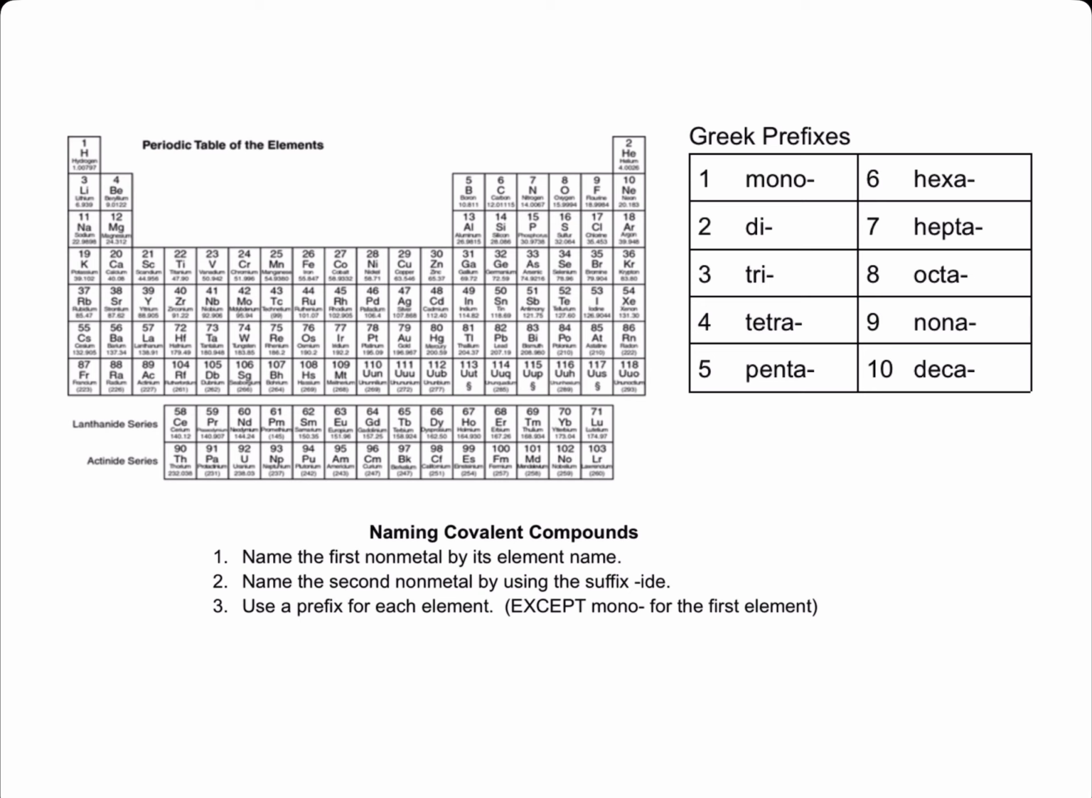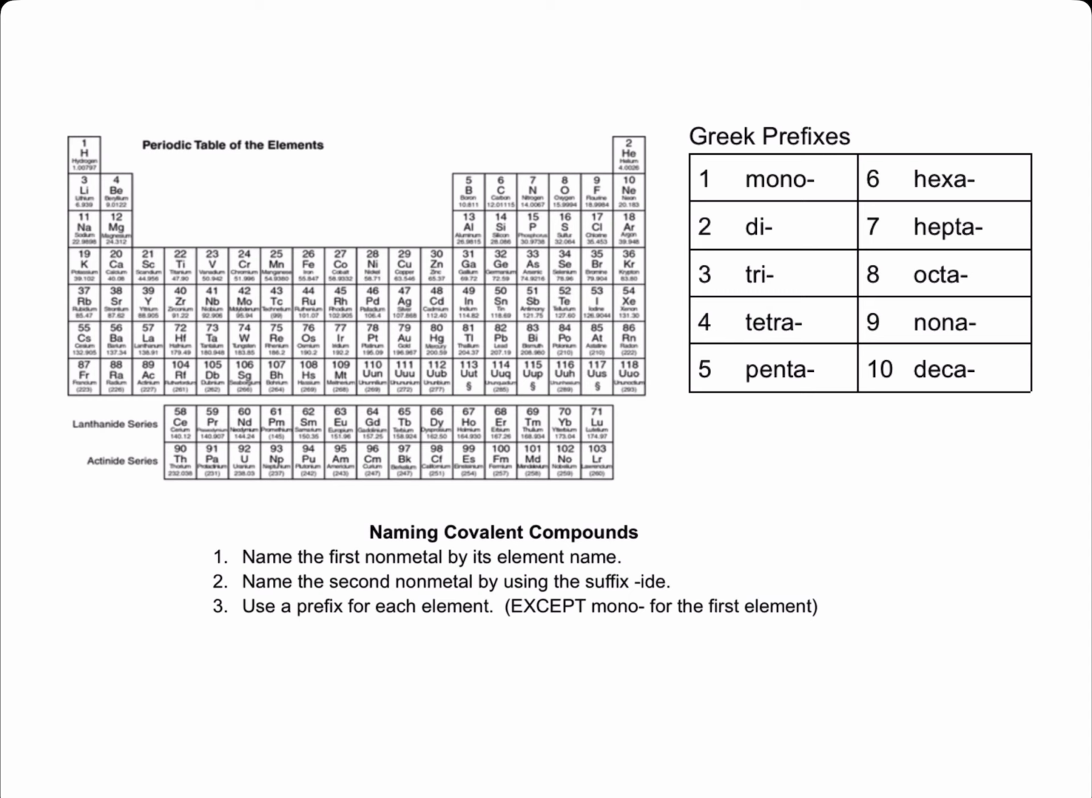The rules for naming covalent compounds are, number one, we name the first nonmetal by its element name. So if the first nonmetal is carbon, we just say carbon. We don't have to change the ending. If the first nonmetal is oxygen, we say oxygen.